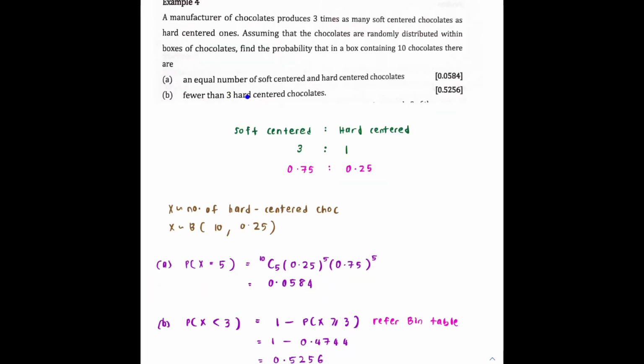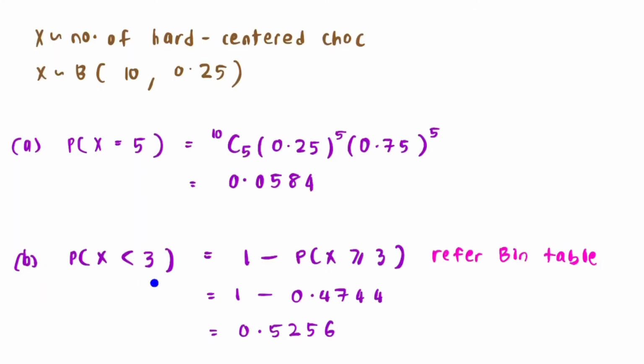Okay, for part B, you have fewer than 3 hard-scented chocolates. So the question mentioned hard-scented, that's why your random variable X just now is the number of hard-scented chocolates. Fewer than 3 means that X is less than 3. So how to refer to the binomial table? Make sure you convert to the at least symbol.